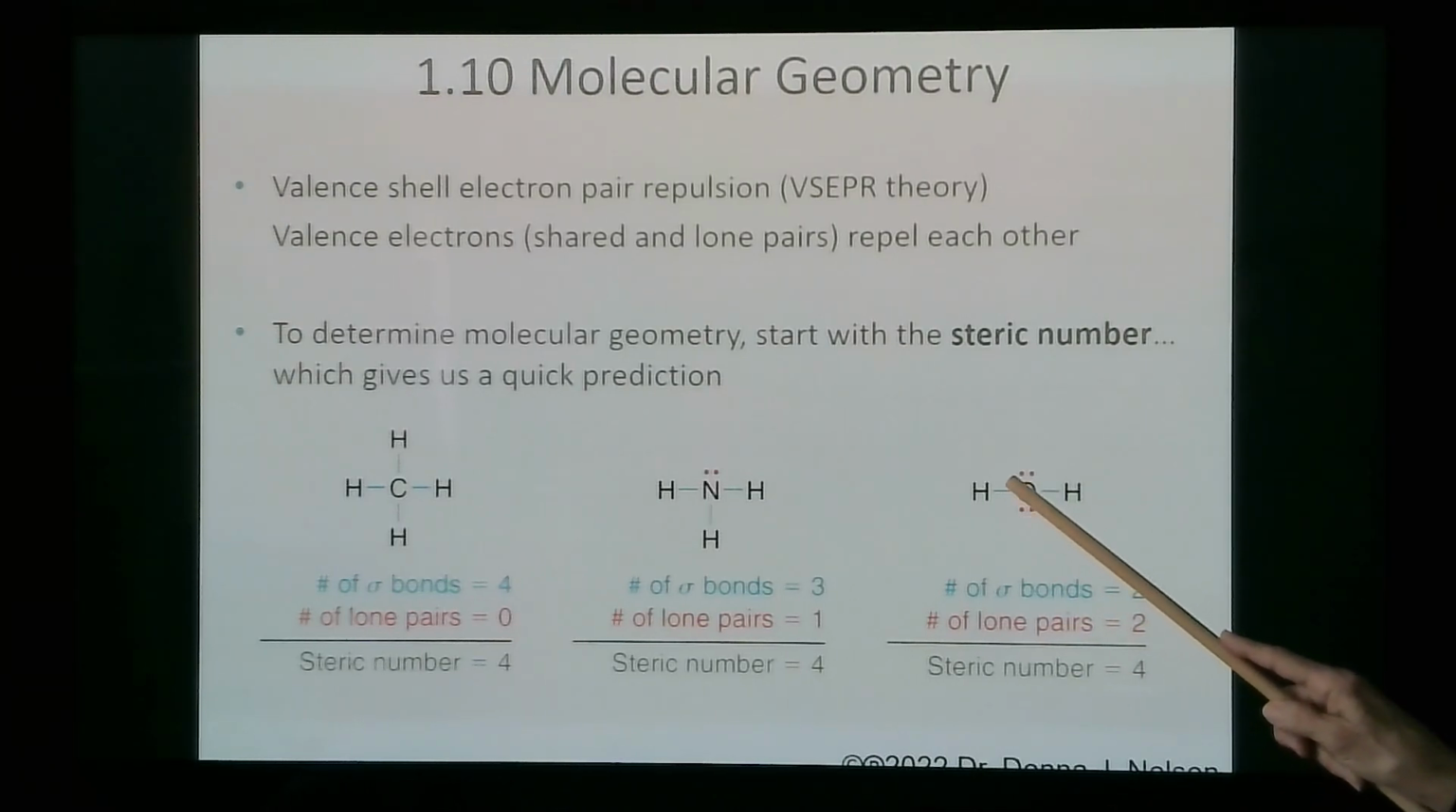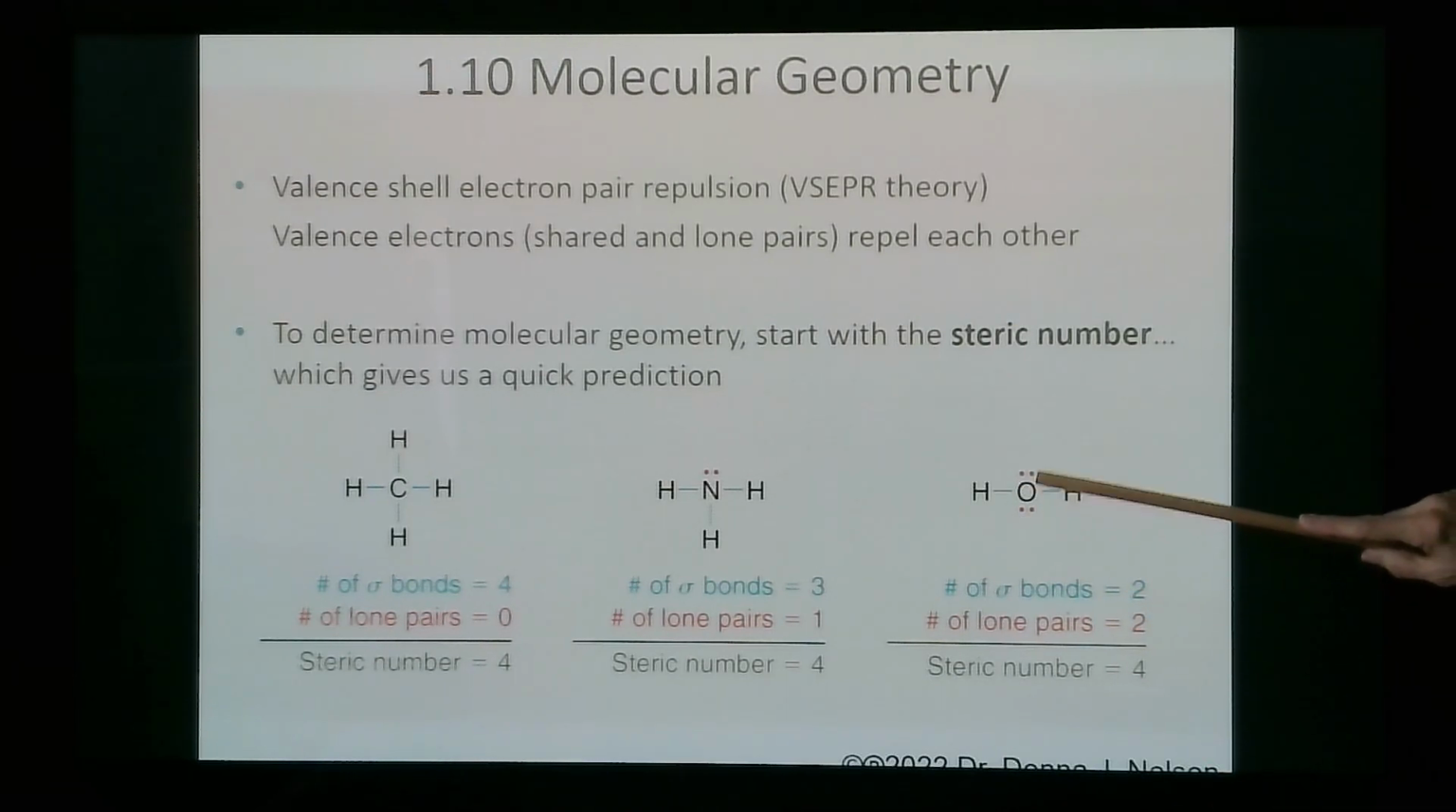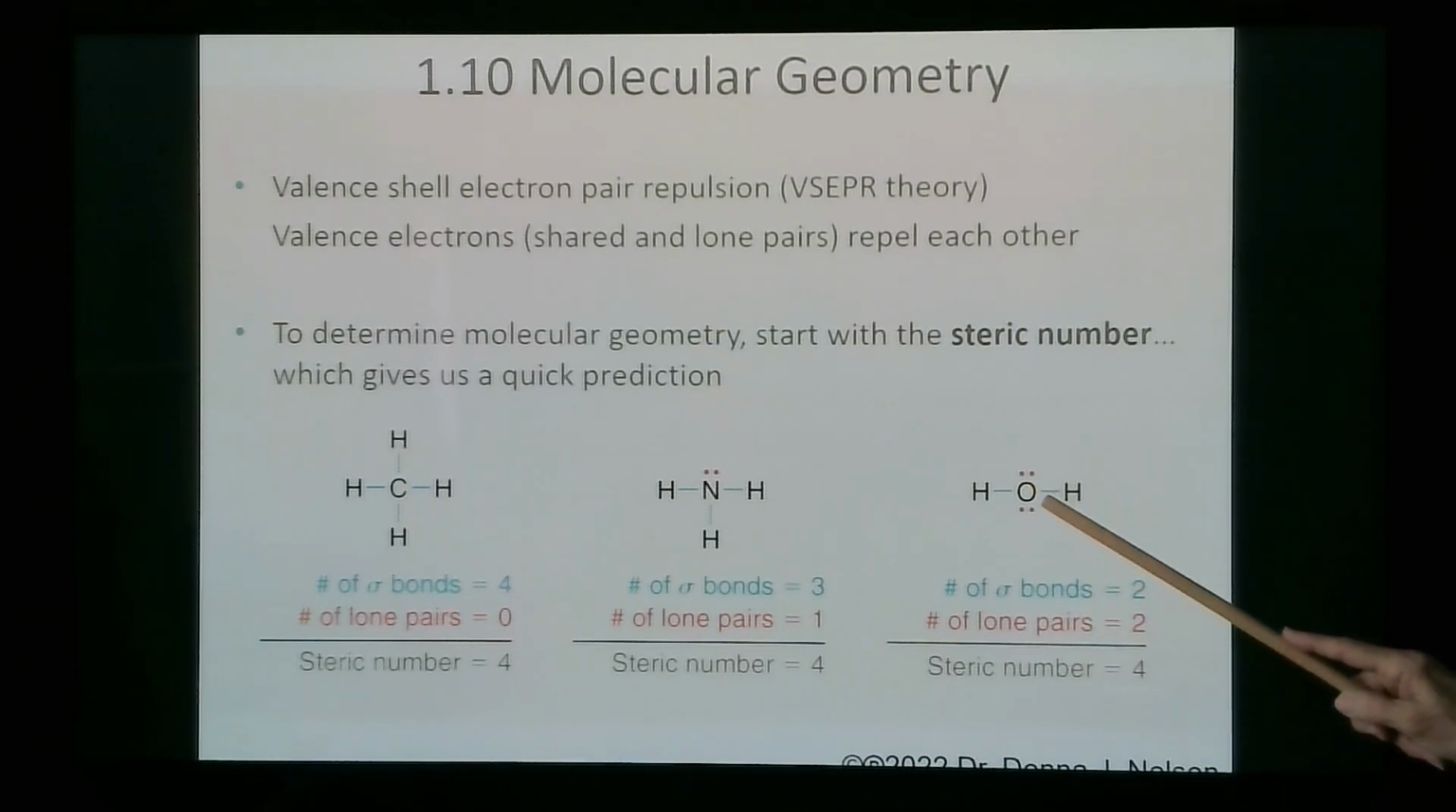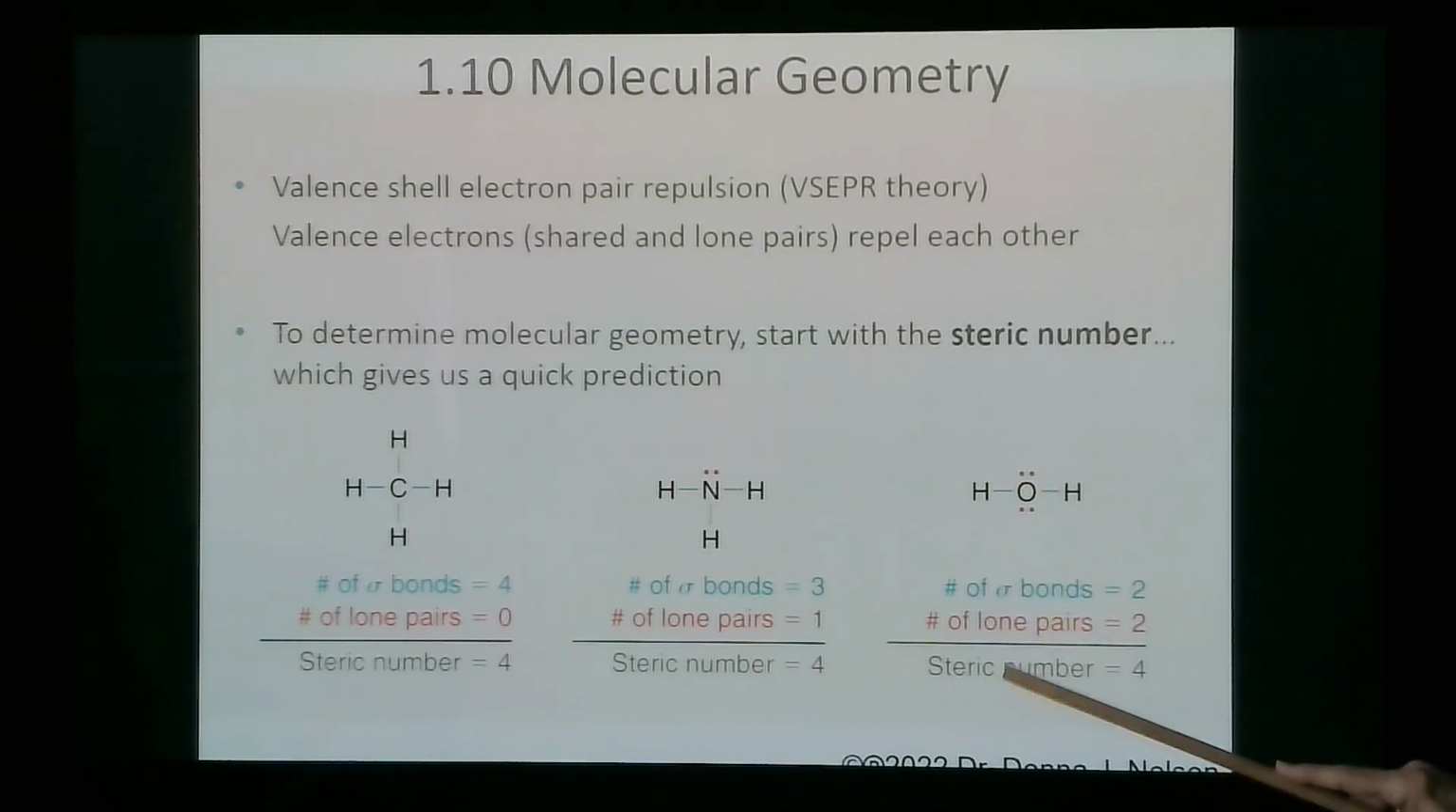Similarly, with oxygen, each OH bond has a pair of electrons in it, and then oxygen has 2 lone pairs. So if you count up the number of electron pairs, 1, 2, 3, 4, this oxygen has a steric number of 4.